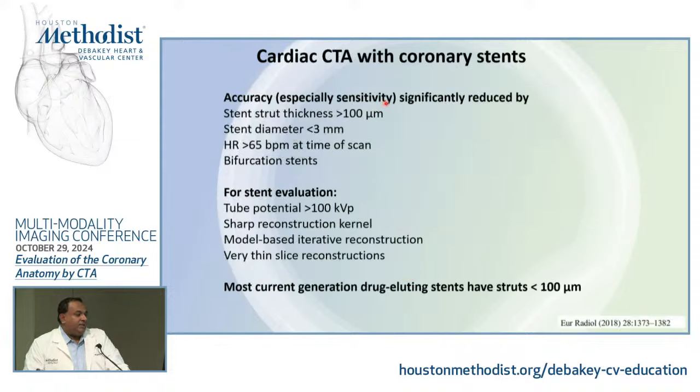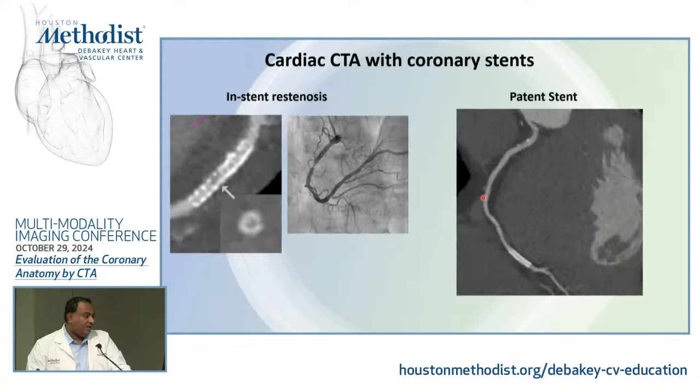The accuracy and the sensitivity is reduced if the stent strut thickness is more than 100 micrometers. These days, most current generation drug-eluting stents have a thickness that's less than that. It is also reduced if the stent diameter is less than 3, if they're bifurcation stents, or if the heart rate is fast. Even in a thin patient, we try to use 120 kV for stents. We use the sharp filter, and very thin slice reconstructions help. This is just an example of in-stent restenosis.